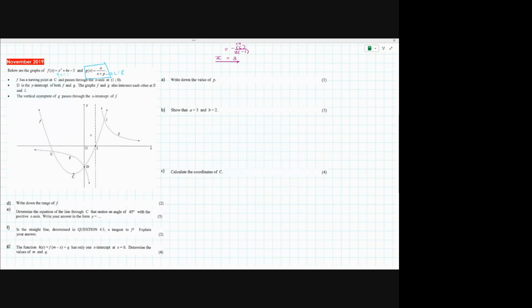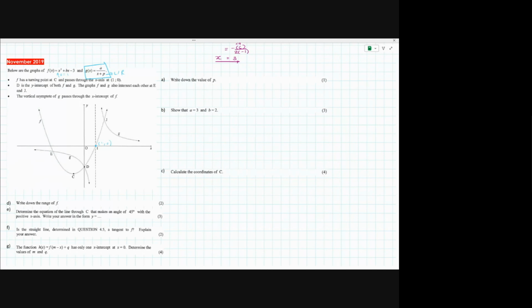It then goes on to tell us that f has a turning point at C and passes through the x-axis at (1, 0). That's really nice because that's also where our asymptote is. D is the y-intercept of both the parabola and the hyperbola, and the graphs of f and g also intersect each other at E and J. The vertical asymptote of g passes through the x-intercept of f, and we can see that with the dotted line.